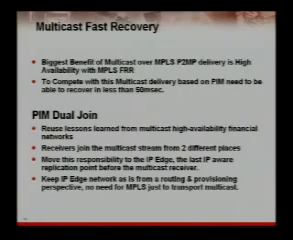So basically, we do something that we call PIM dual join, which is just a lesson learned from multicast high availability financial networks out there today, where the receiver will pull down a multicast stream from 2 different sources, and the receiver will decide itself which one to use, right?